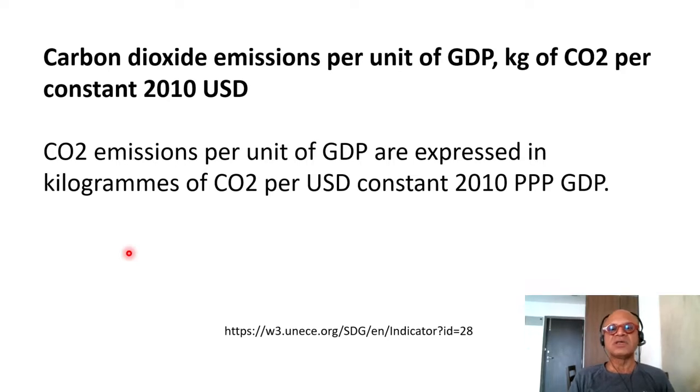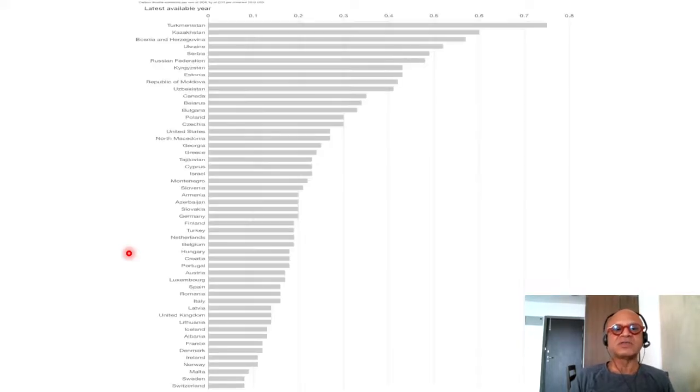Carbon dioxide emissions per unit of GDP, kg of CO2 per constant 2010 US dollars. CO2 emissions per unit of GDP are expressed in kilograms of CO2 per US dollar constant 2010 PPP GDP. Okay, purchasing power parity GDP, I think that's what it stands for. So here we are looking at carbon dioxide emissions per unit of GDP, and you can see that this list looks quite different than what we saw before. So you can think of this as carbon efficiency.